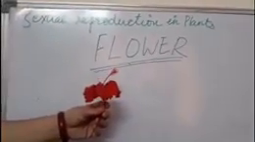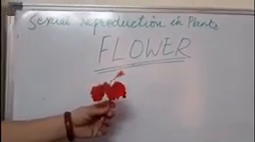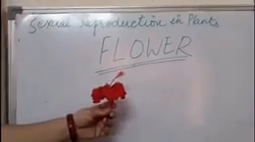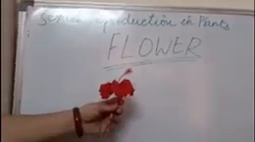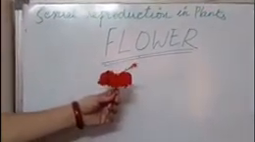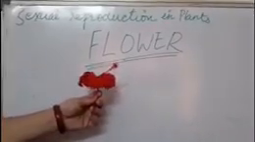Today we will be discussing the topic sexual reproduction in plants. Now I have already told you that a plant has two parts. The vegetative parts are the root, stem and leaves, and flower is the reproductive part. So in order to study sexual reproduction in plants, we have to first study the structure of flower.